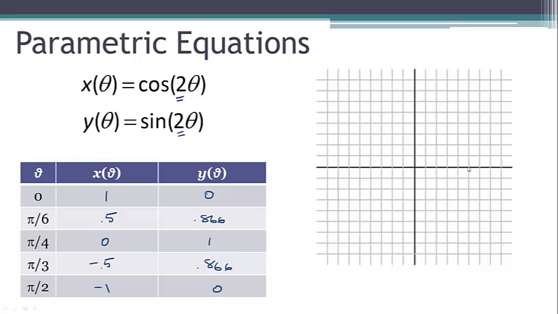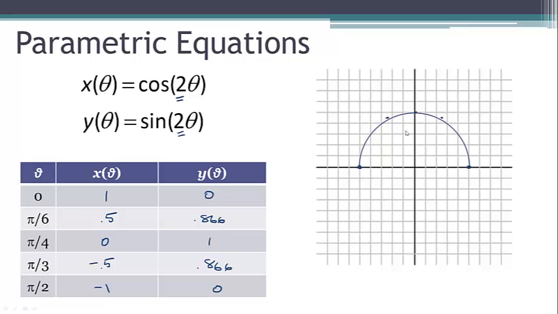So 1 comma 0 is going to be here, and negative 1 comma 0 would be over here. 0 comma 1, let's see, is up here. And the other two, let's see, 0.5, 0.866. 0.866 is actually pretty high up. And 0.866 here. And there's our curve.